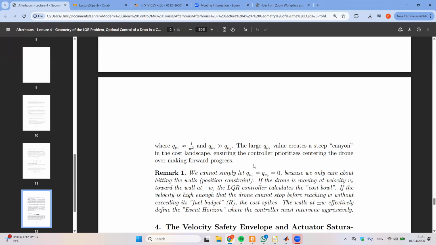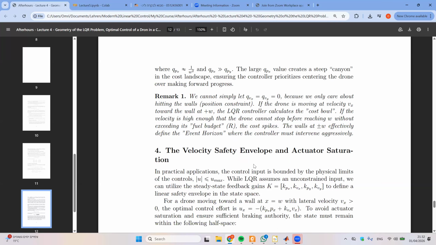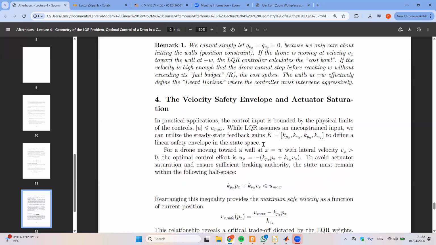So even though the goal is a spatial goal, so we only care about positions, we can't just ignore the fact that we are moving at speeds as well. Okay, now to make things even more interesting and more related to real life stuff, we can also assume that the input is bounded by some physical limits. So the values of the controller are bounded by some Umax.